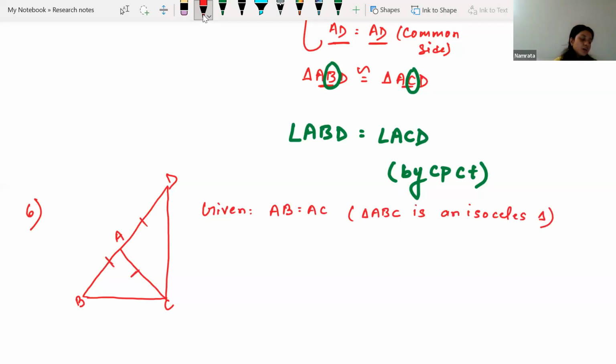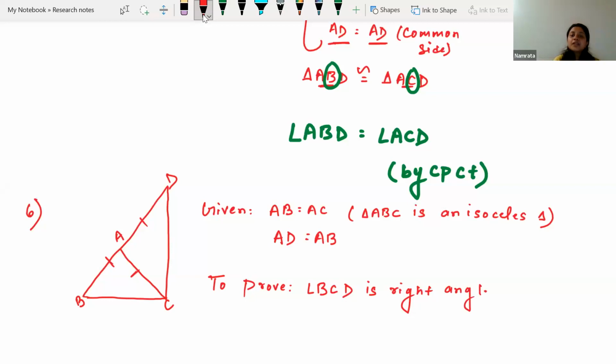What else is given over here? It's given that side BA is produced to D. That means side BA is extended till D such that AD is equal to AB. So here we can see AD and AB are the same. We have to prove that angle BCD is a right angle. We have to show that angle BCD is 90 degrees or a right angle.